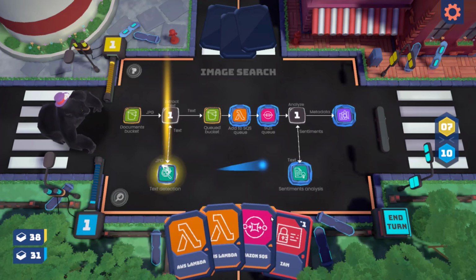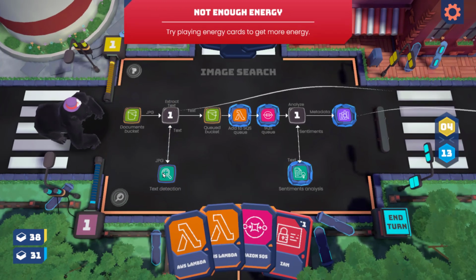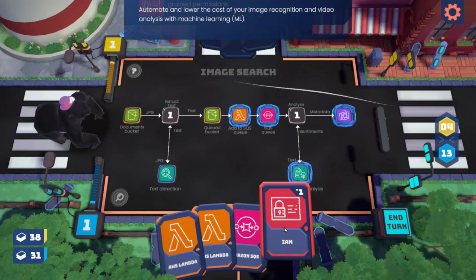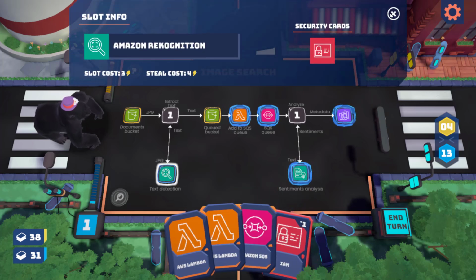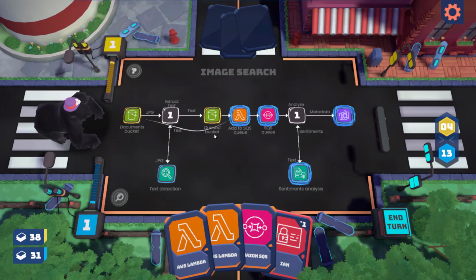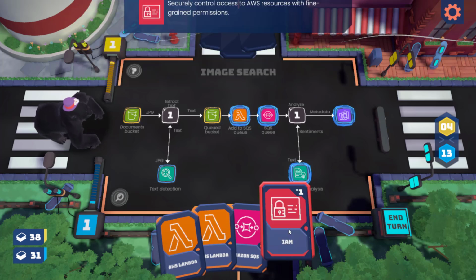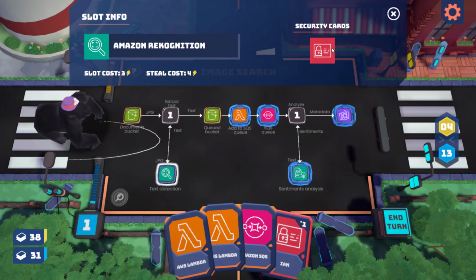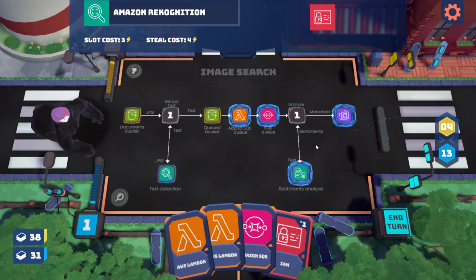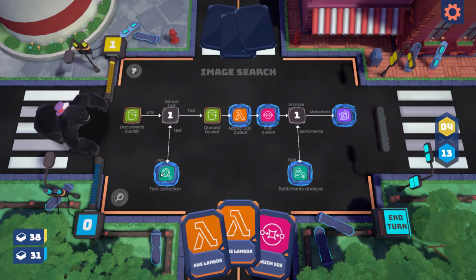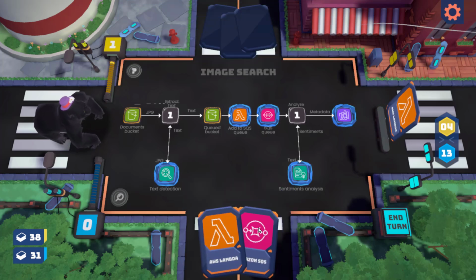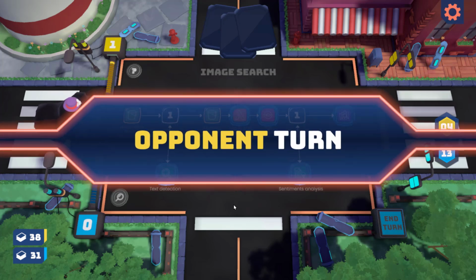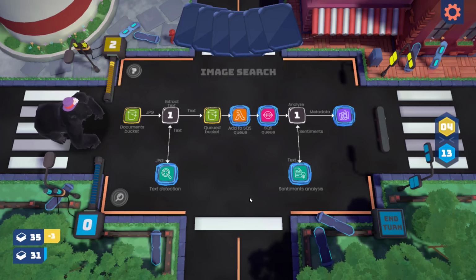Okay, now I will steal his recognition. Then I will protect it. Not enough energy? What? Just one, right? Yeah. What? What do you mean by cannot? Okay, what is going on? Did I not use this one? Maybe. I don't know what went wrong there.